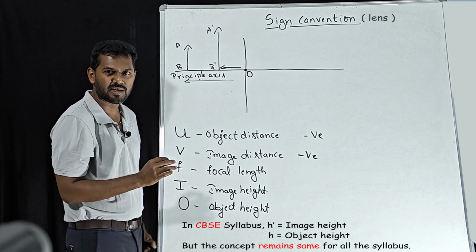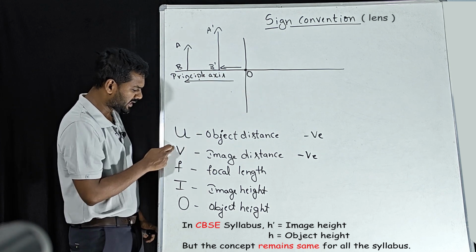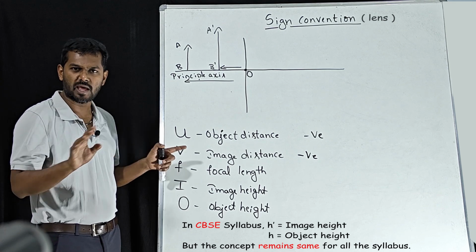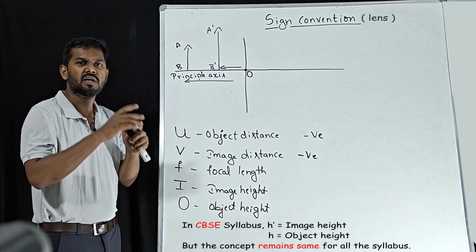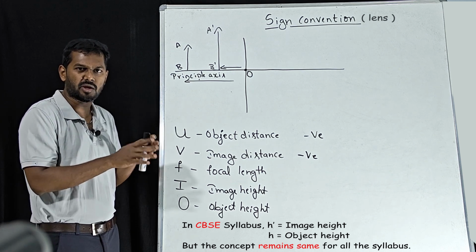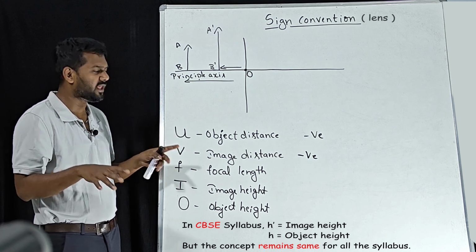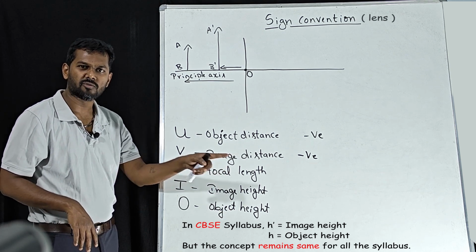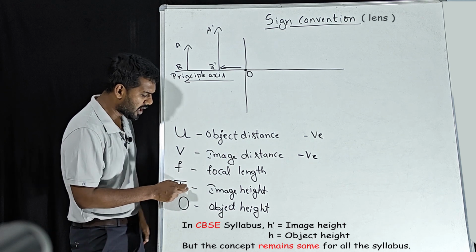All the distances are calculated from the optic center, only these three. I and O I'll teach you later. About focal length, I'll give you clarity. Very simple. For convex lens and concave lens, it is completely fixed. There is no need to change anything. While finalizing, I'll give you the values for whether it is positive or negative for what lens. Now we'll talk about height.